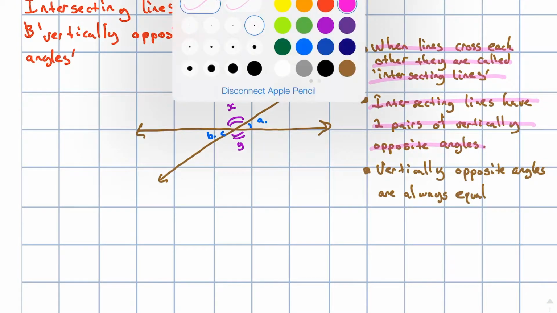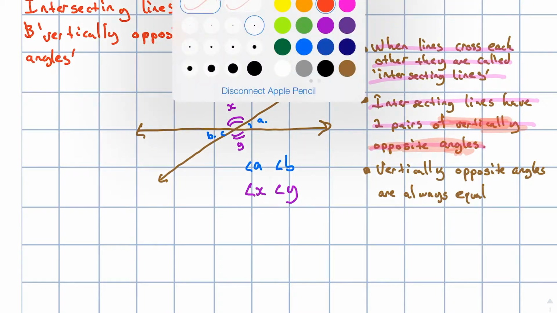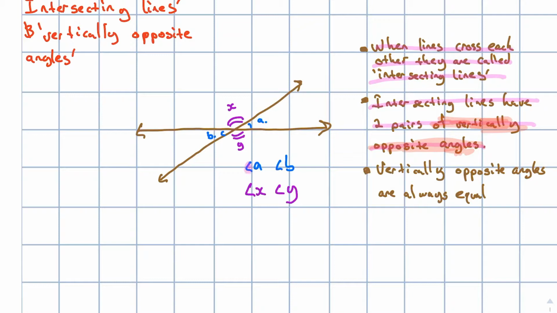So I think it's really important to highlight this vertically opposite angles, because that's sort of a vocabulary term, vertically opposite angles. So in this one, the pairs of vertically opposite angles are angle A, and angle B. And then also there is angle X and angle Y. So I've just thrown in this little bit of notation here. Whenever you see this is a shortened way or a mathematical notation for writing angle.